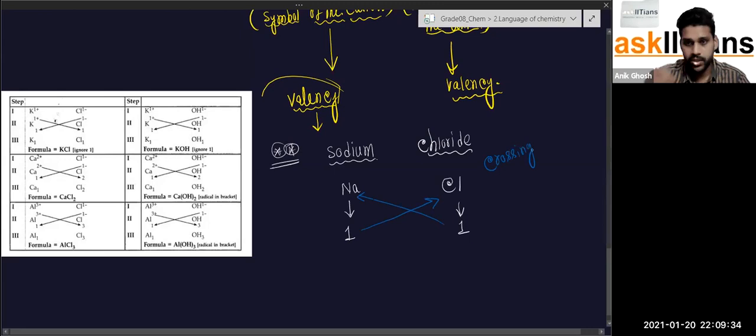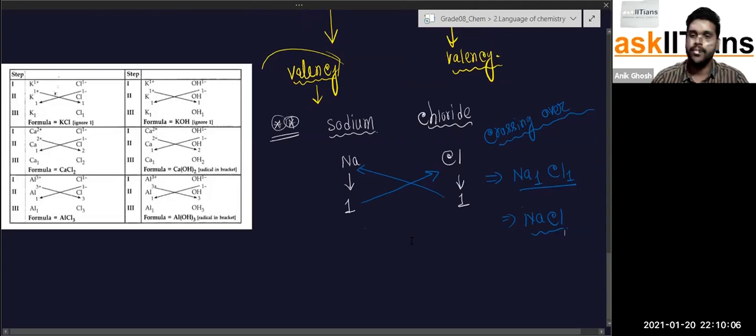You can see there are so many crossed over products in the picture, right? So, crossing over. Okay, so when you are just doing this, you'd be able to find the formula. So what is the formula coming out? Na1 Cl1. Remember one thing, I'm not going to write anything in that. So this is how you can write the chemical formula.